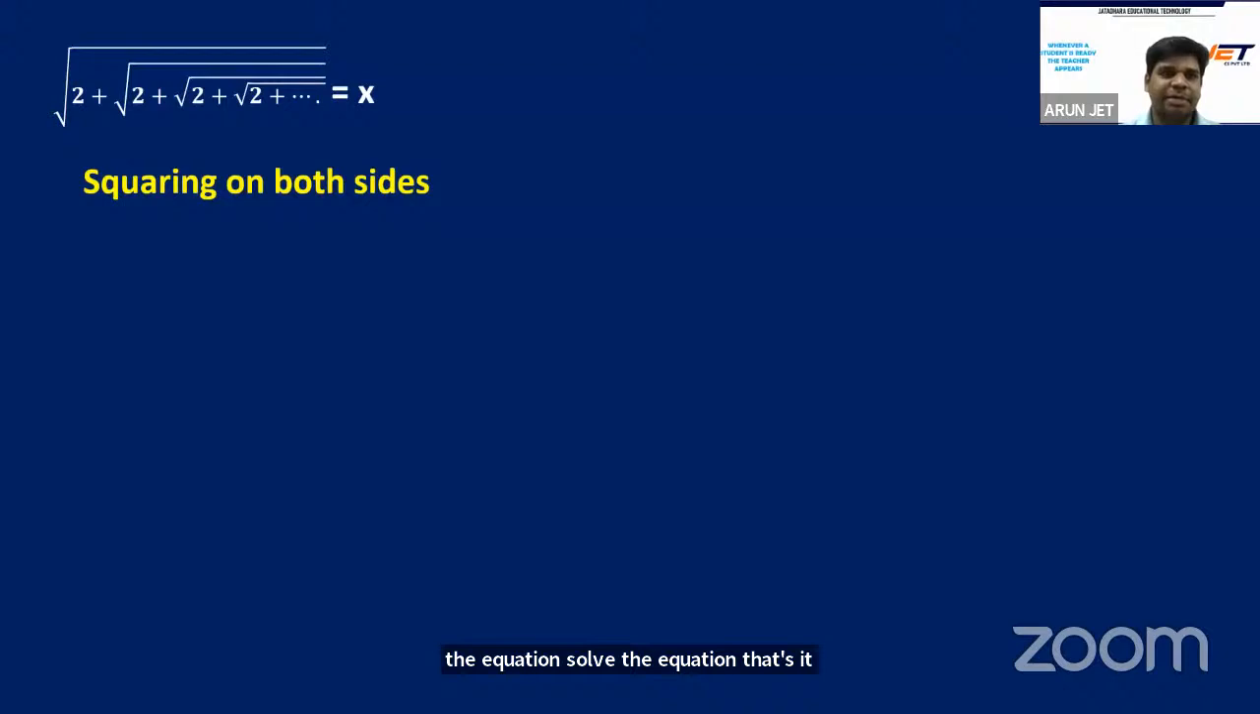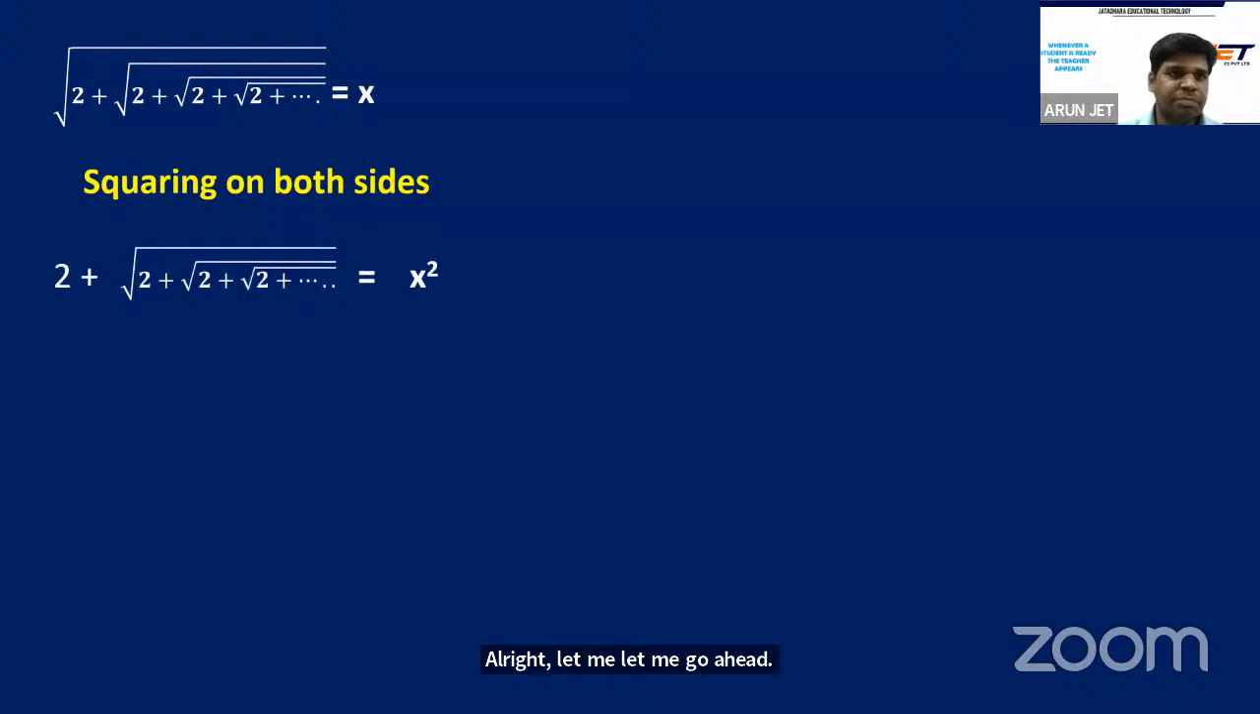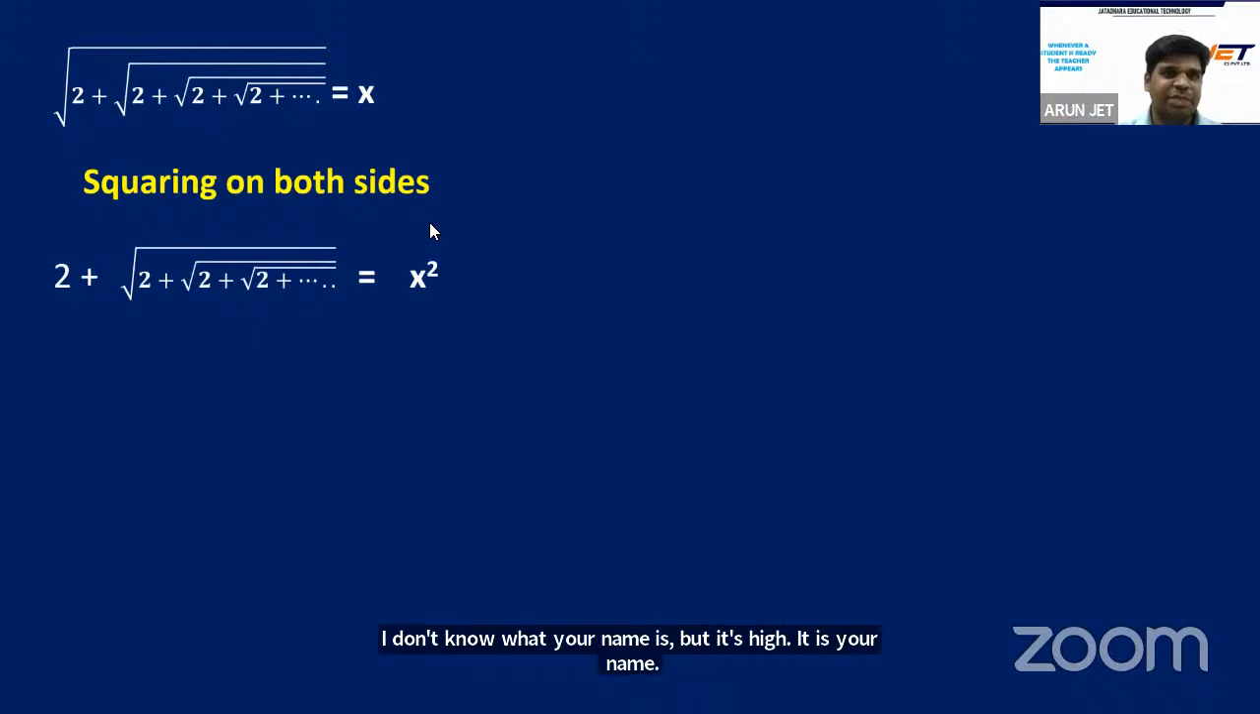All right, let me go ahead. Good, Shashank. Excellent. You could spot where you committed a mistake. Good. Yes, Taruni, good. Hi, I don't know what your name is, but it's hi. If hi is your name, hi is a nice name. All right, let's go to the next one.